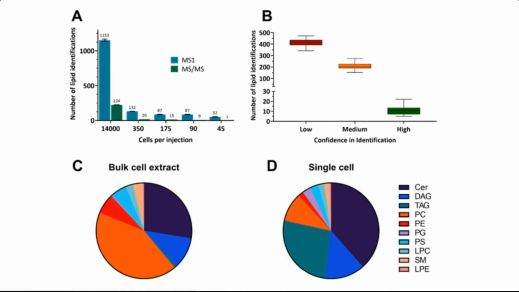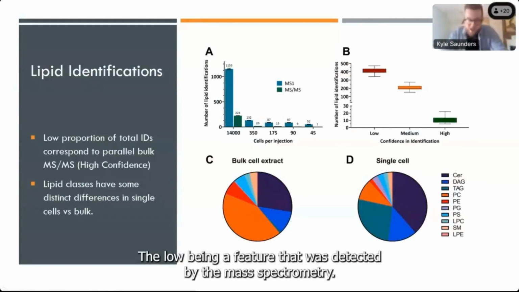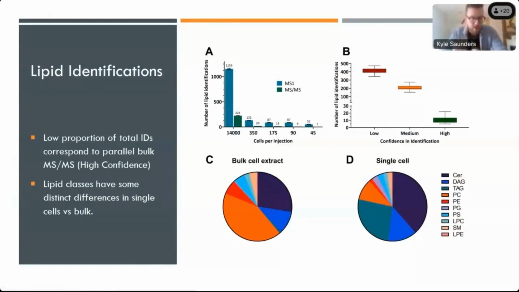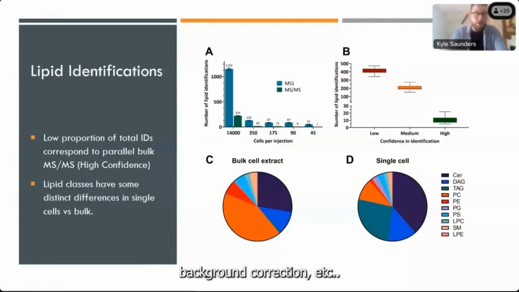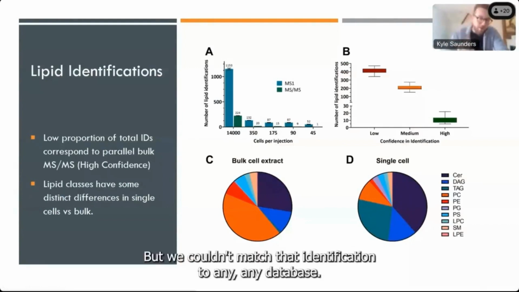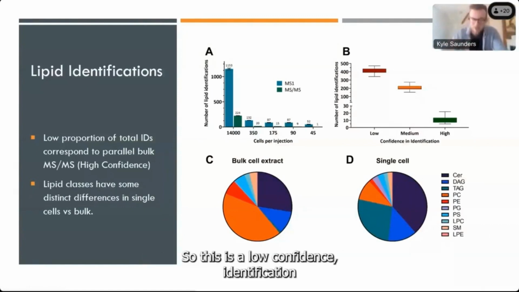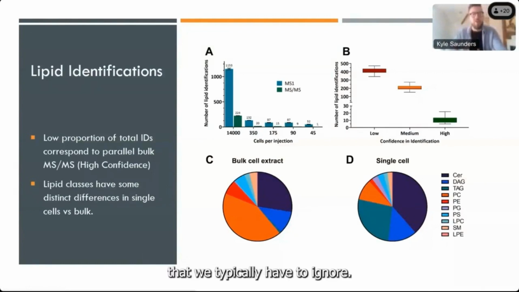But if we actually want to look at the identifications that we can get from a single cell, I want to turn your attention to figure B. So in this work, we categorize the identifications at 3 levels of confidence: low, medium, and high. So low being a feature that was detected by the mass spectrometry. It passed the relevant statistical checks, signal to noise, background correction, etc. But we couldn't match that identification to any database. So this is a low confidence identification that we typically have to ignore.